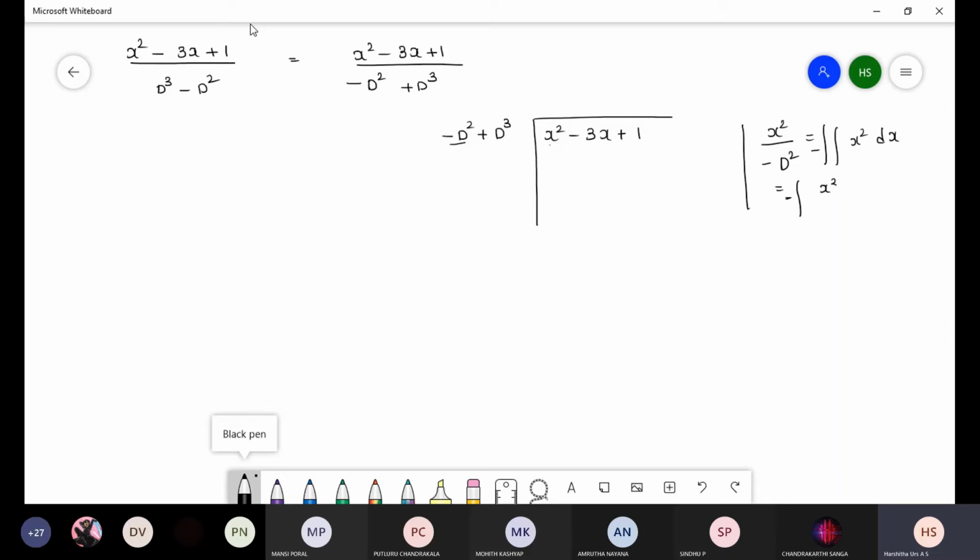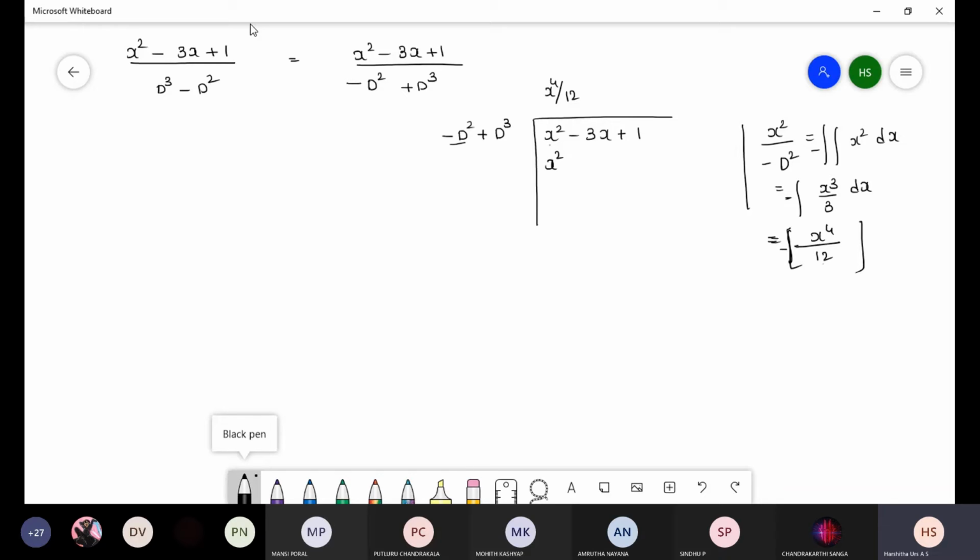First integration is x cube by 3 into dx. Second integration is x power 4 divided by 12. This integration, what we got, we have to write here: x power 4 divided by 12, because the reciprocal of differentiation is integration and the reciprocal of integration is differentiation. So here I write x square.